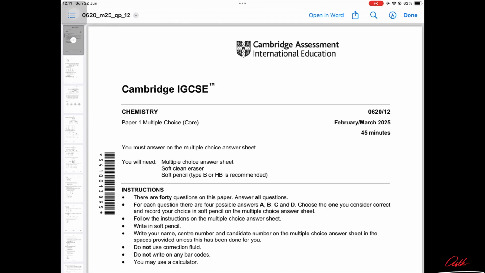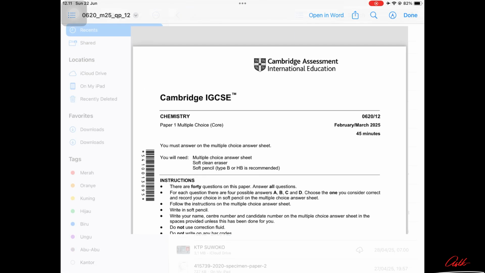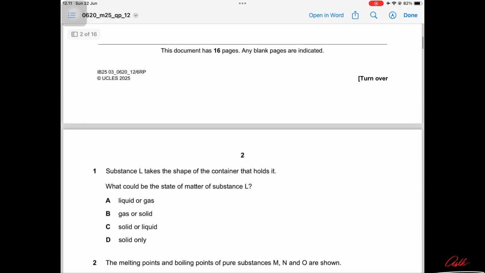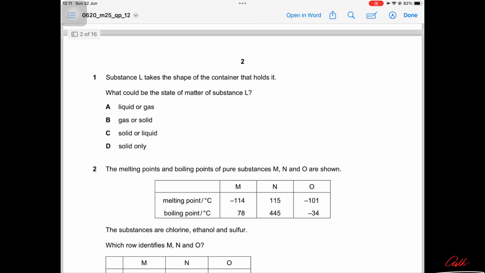Okay, hello everyone. So now we are going to discuss the answers of Paper 1, Cambridge Chemistry, February/March 2025, paper code 12. Anyway, I'm going to explain this as simply as I can and tell you some tricks to answer it in a quick time.